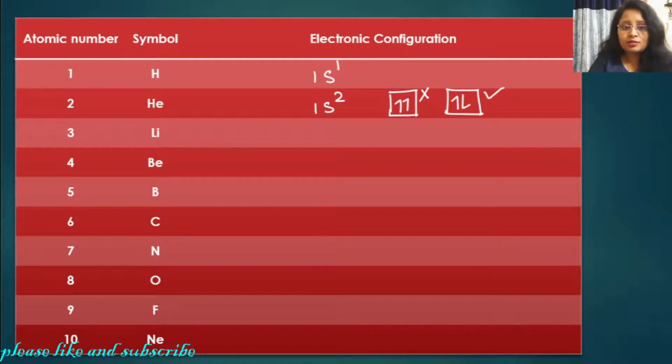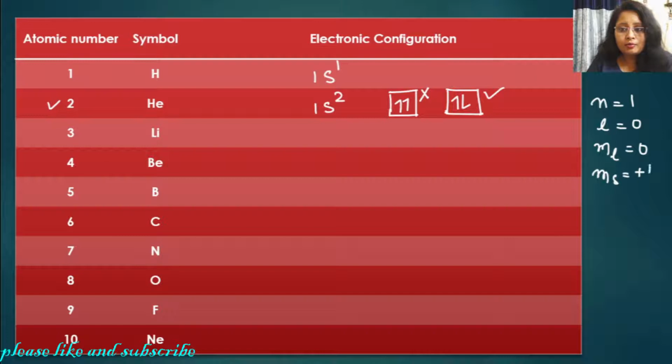Like in this case of helium, n should be 1 and l is 0, so ml should also be 0. So see, all the 3 quantum numbers are the same, but the ms for one electron will be plus half and for the other electron will be minus half.